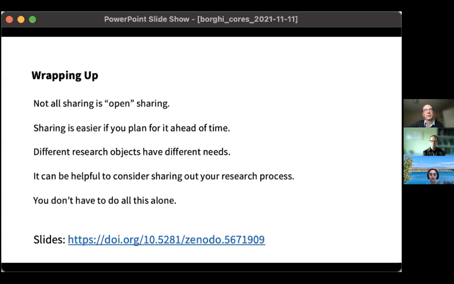But people might not think to immediately log into Dryad to go look for a data set by me or something like that. Yeah, no, I completely agree with that.